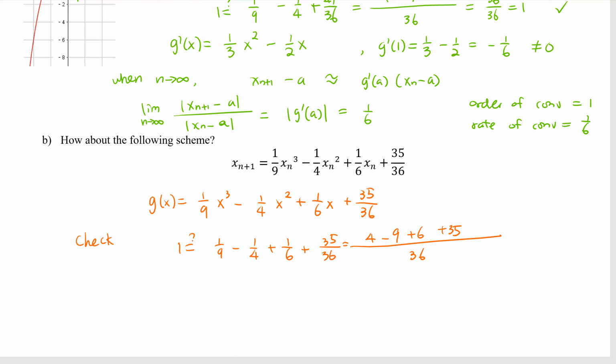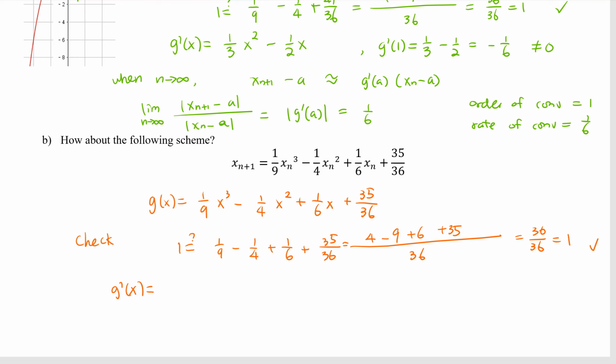Okay, 4 minus 9 is minus 5, plus 6 is 1. 1 plus 35 is 36. Yeah, we actually get 1. So 1 is a fixed point. Now let's keep taking the derivative.